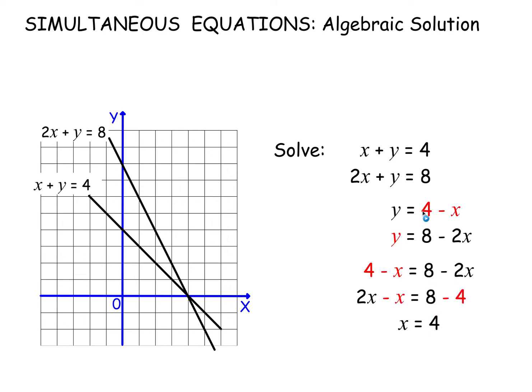Once you get x, go back to the initial equation, y equals 4 minus x. Make x 4 and you work out y. That's the solution (4, 0). This was a graphical solution in the first video. This is the substitution method.